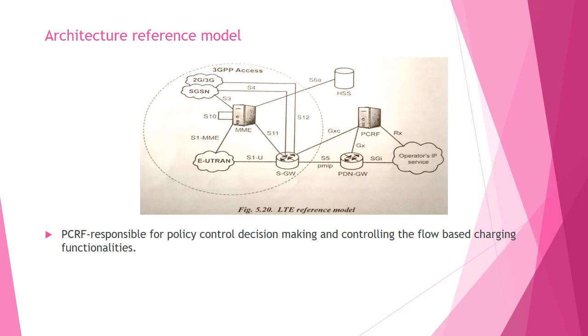So the whole policy control and charging rule function makes the decisions for the subscriber profile that the user has subscribed to. The PDN gateway is connected to the PDN network, the PDN server that provides the IMS or IP services that the user equipment is subscribed for.